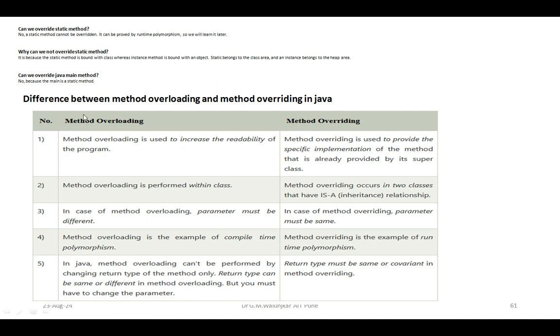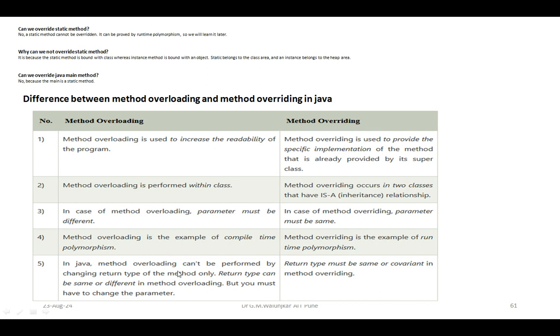Now we'll see some differentiating factors between method overloading and method overriding. Method overloading is used to increase the readability of the program. Method overriding is used to provide the specific implementation of a method that is already provided by the superclass. Method overloading is performed within the class. Method overriding occurs in two classes, where an inheritance relationship exists. In method overloading, parameters must be different. In method overriding, parameters must be the same. Method overloading is an example of compile time polymorphism. Method overriding is an example of runtime polymorphism.